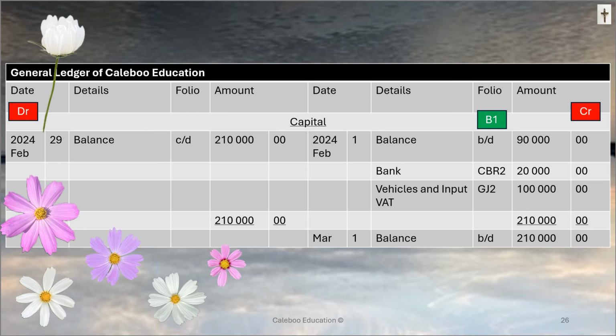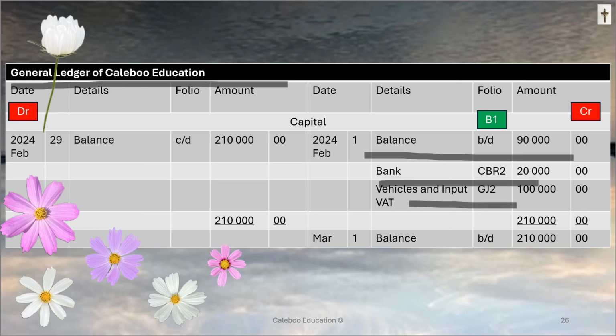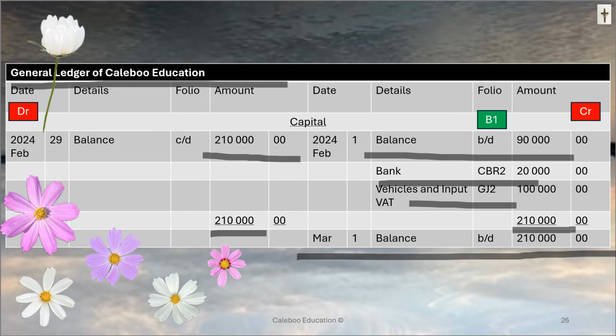And if you want to see that done neatly, we've got the general ledger of Calibre Education. We're balancing the capital account. Step 1, get the opening balance. Step 2, enter the transactions for the month. Step 3, get the balance carried down. Step 4, total both sides. It will be the same. Step 5, on the first day of the next month, the balance brought down on the opposite side is 210,000.